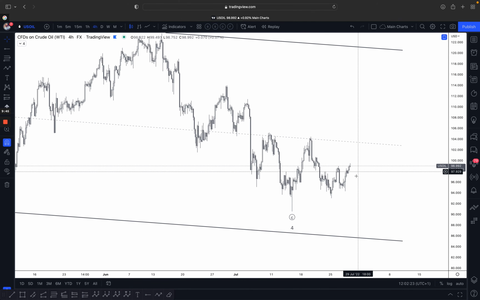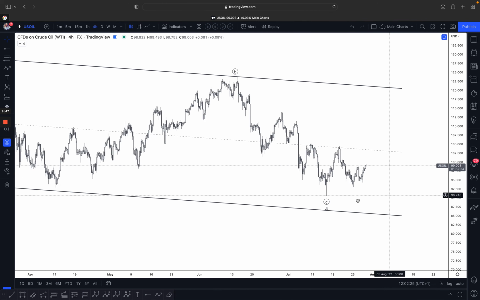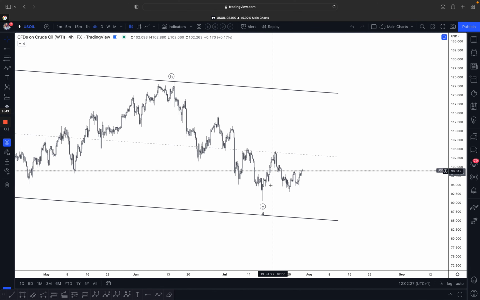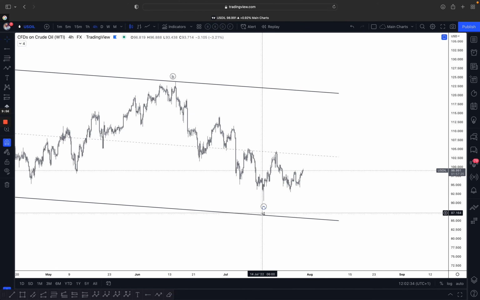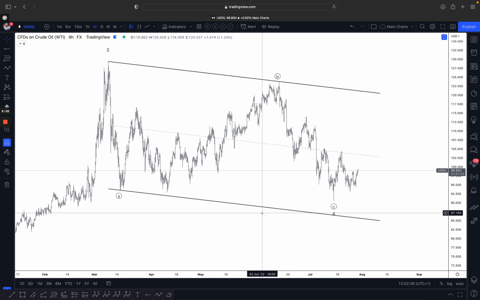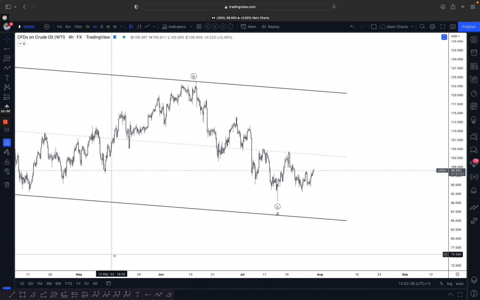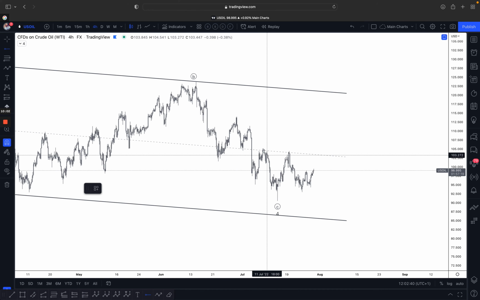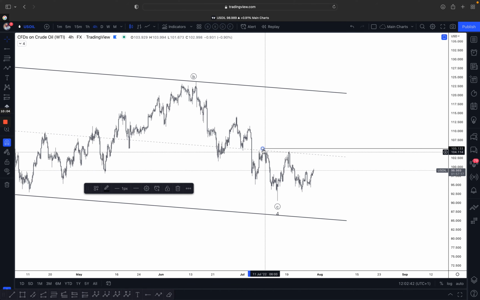BC, if this one folds a triangle, that would be really interesting. But we can also see this could continue to climb, and we can have this wave C of 4 done here. So either way, the best thing to do is, for full confirmation, I want to wait for this to break at least this key level here.